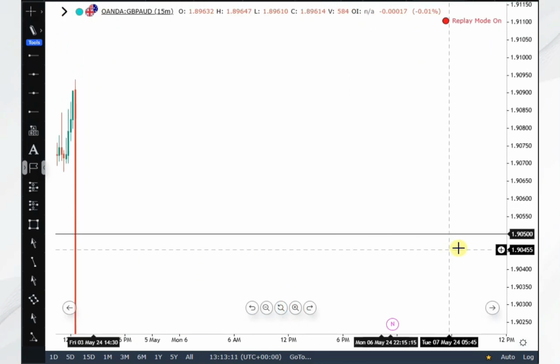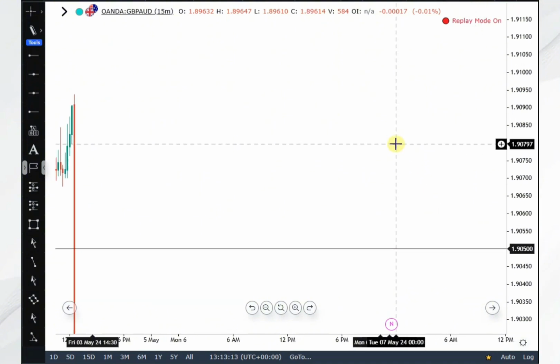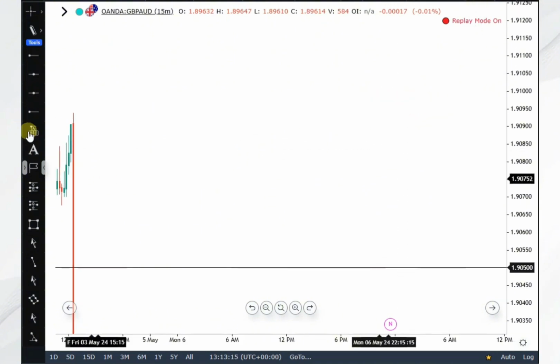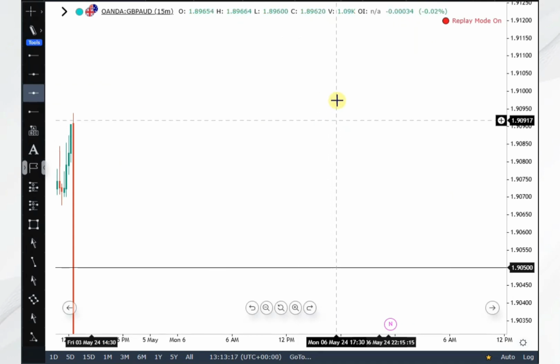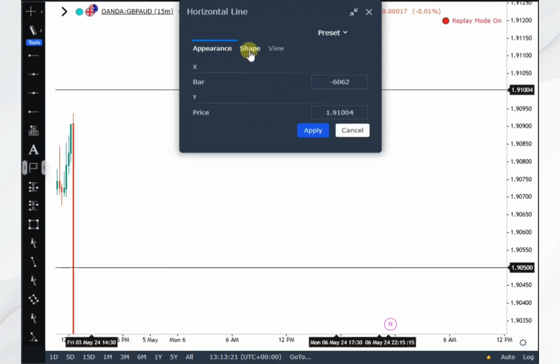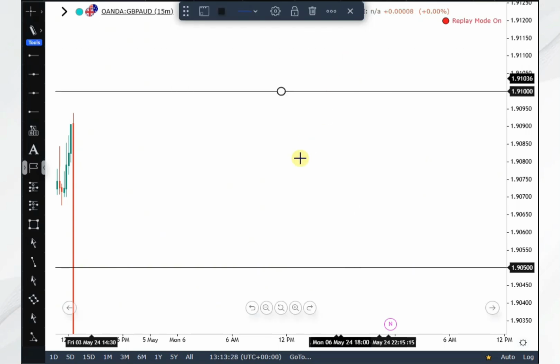If you keep going, the next one will be 1.91000. So this is it. Let's just put this one here. So that's just how to draw your psychological levels. These are round numbers.